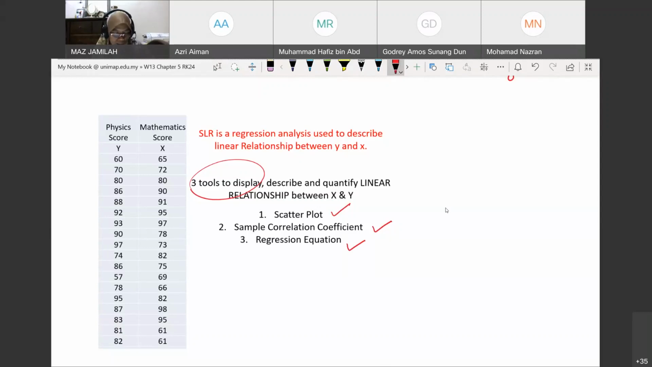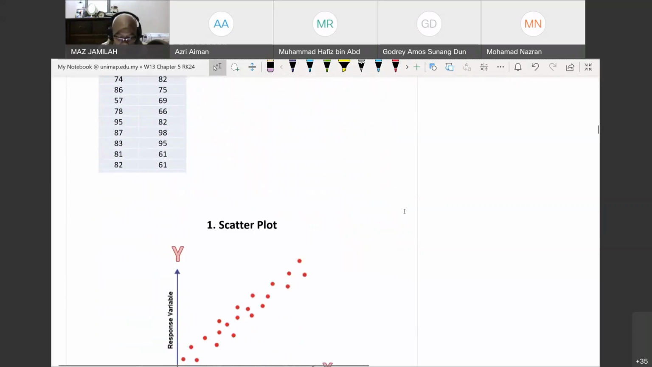Let's see, we have our example 5.1, our physics score and mathematics score. From this particular data given in your textbook, there are only 7 data points: 1, 2, 3, 4, 5, 6, 7, until 93 and 90. So this will be your data in example 5.1. Now let us see how we can use these one by one to describe and quantify the linear relationship between our x and y.